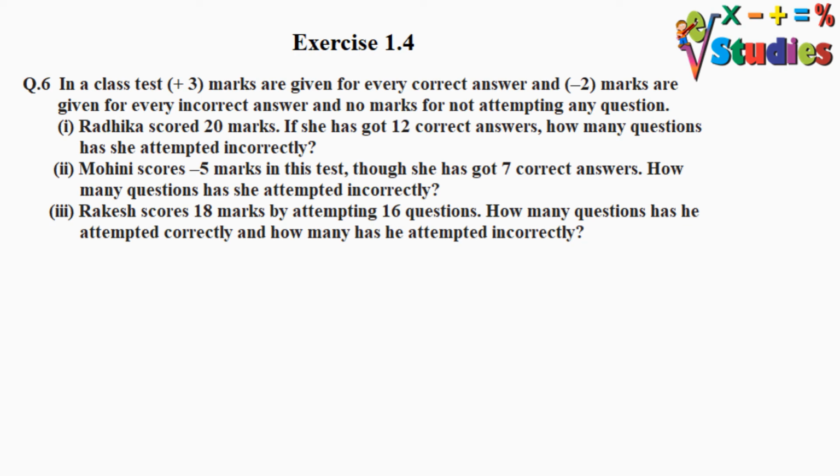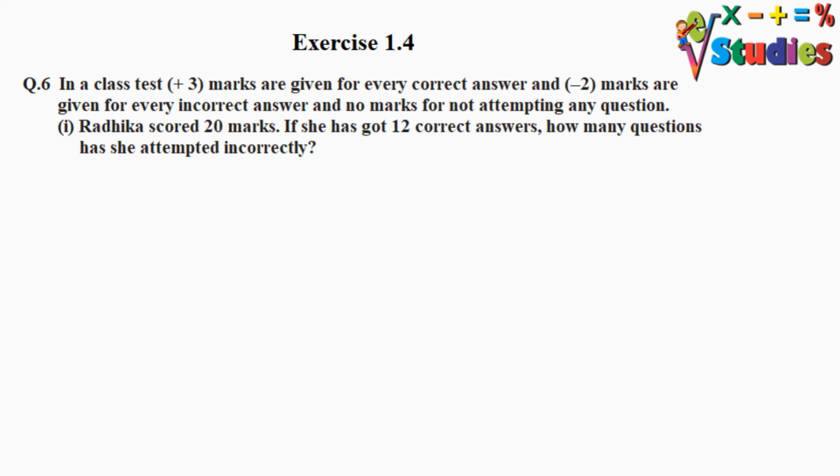The next question we want to do is question number 6 of exercise 1.4. Students, we have 3 parts of this question, and we want to solve them one by one so that we can understand it better. So here is the first question we want to discuss. In the class test, positive 3 marks are given for every correct answer, and negative 2 marks are given for every incorrect answer, and no marks for not attempting any questions. So the first one is: Radhika scored 20 marks, and she has got 12 correct answers. How many questions has she attempted incorrectly?